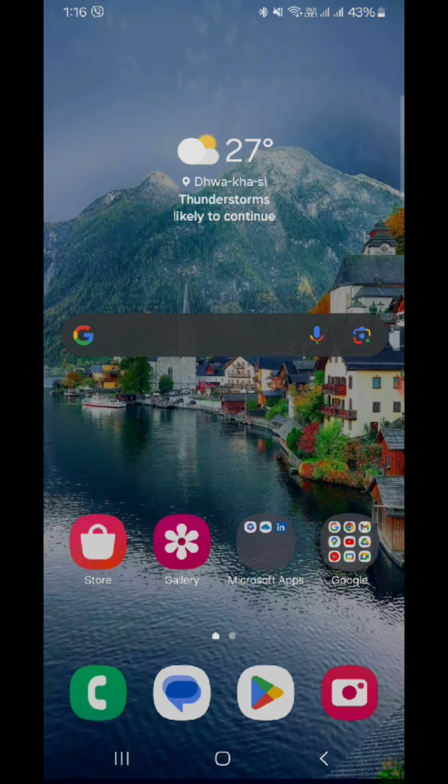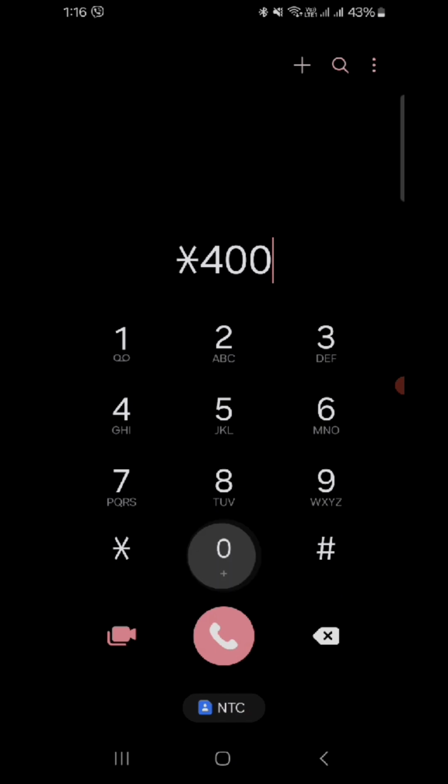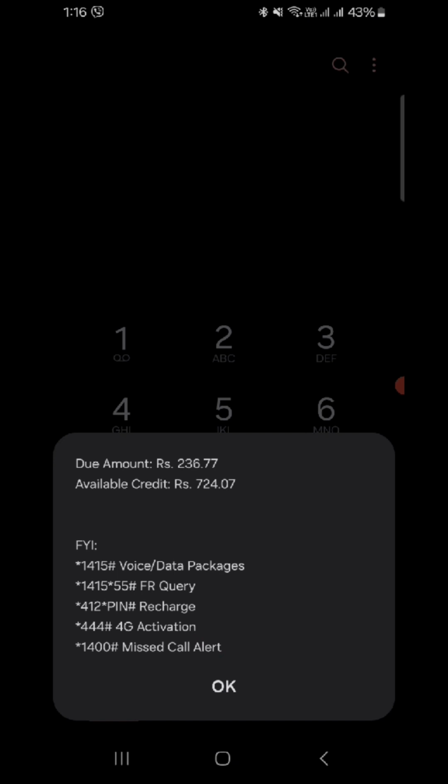So the billing of a postpaid number is done on the English 15th of every month at night time. So when you wake up on the 16th morning, you will see your balance probably reduced. You dial star double 400 hash and dial, and you can see information here: available credit, due amount.